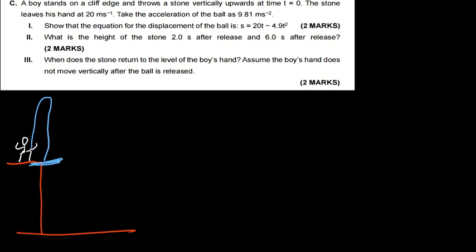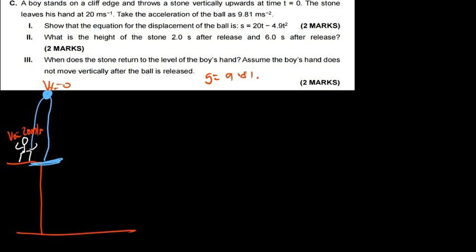Okay, so when it reaches that point, that will be the maximum height. That one we should know. Once it reaches that maximum height, the v final there is 0. So this boy, they're saying that the time the stone leaves his hand, the initial velocity is 20 meters per second. Take acceleration due to gravity g to be 9.81 meters per second.